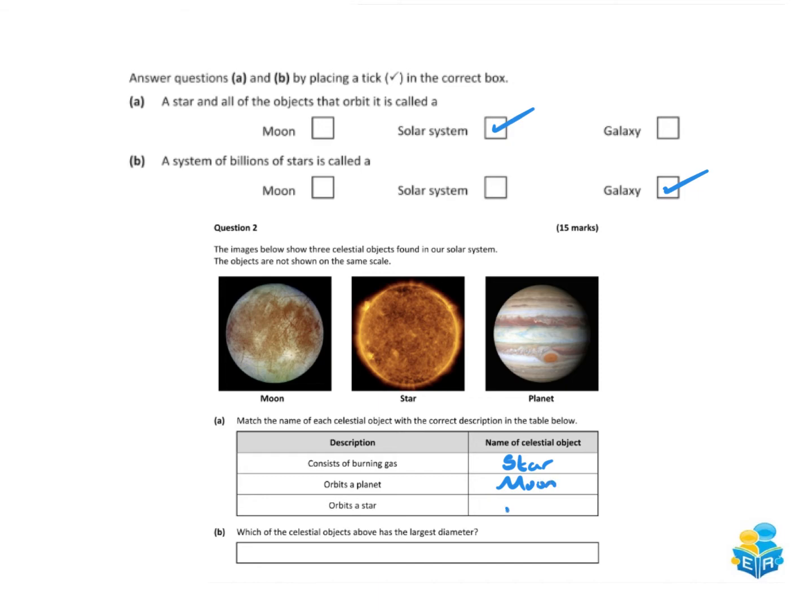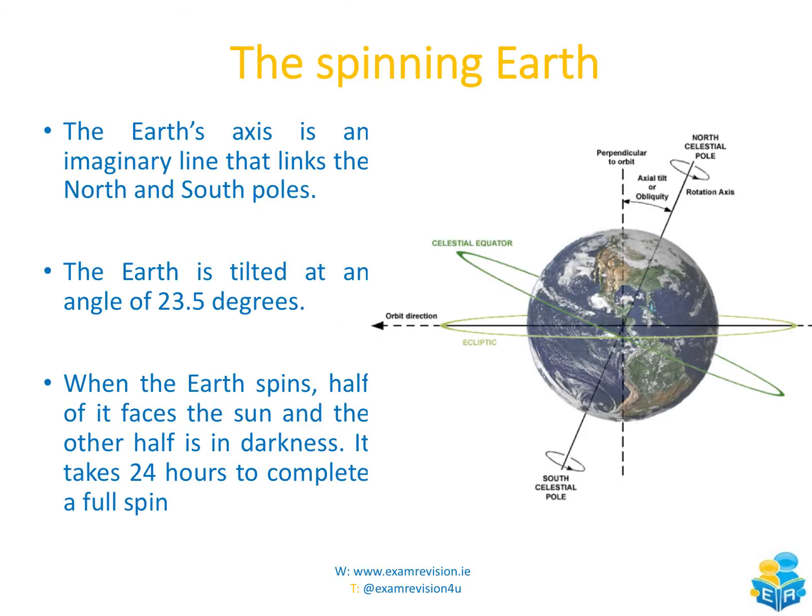And orbits a star, that's the planet. So our planet orbits the star, which is the sun. The moon orbits a planet, which in our case is Earth. Which of the celestial objects above has the largest diameter? This is going to be the star. Okay, it's the biggest one in our solar system. Okay, so that was all the celestial objects.